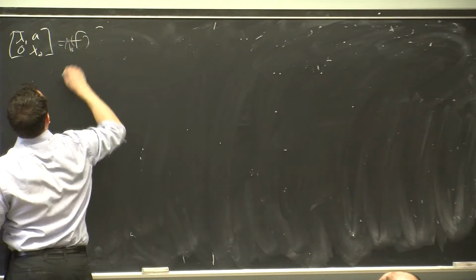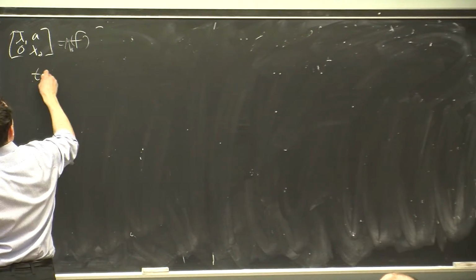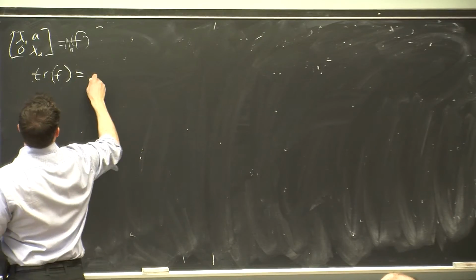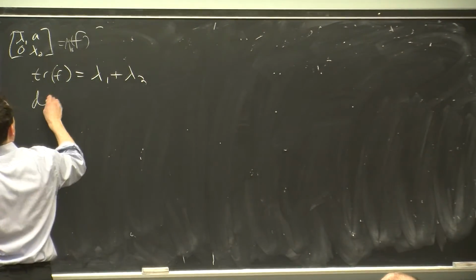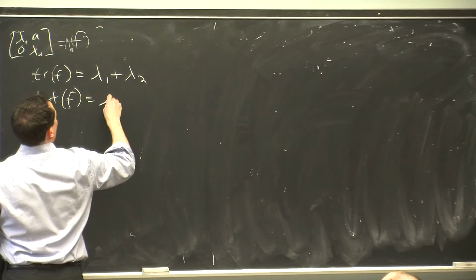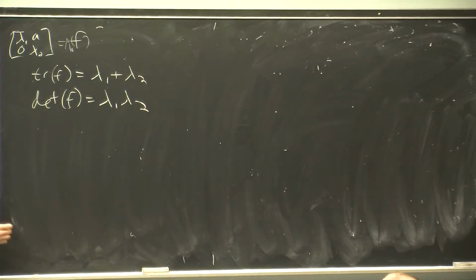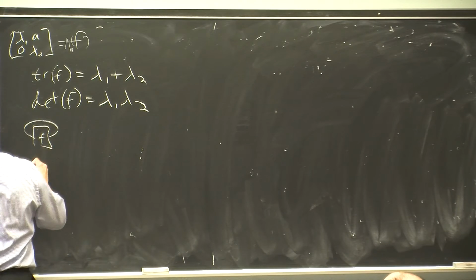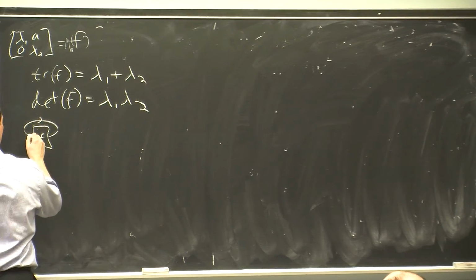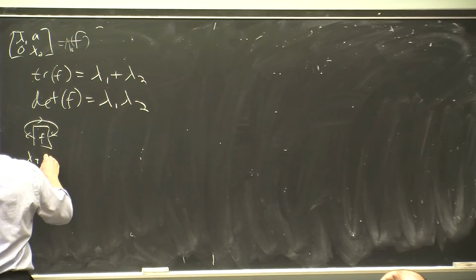Right, so that's my F, or properly my F in some basis, M_B of F. Okay, so the trace of F is equal to the sum of the eigenvalues. And the determinant of F is equal to the product of the eigenvalues. And I'd like to get those two things entirely from pictures like this that don't depend on the basis. Well, okay. The trace of F, this guy, is lambda 1 plus lambda 2.